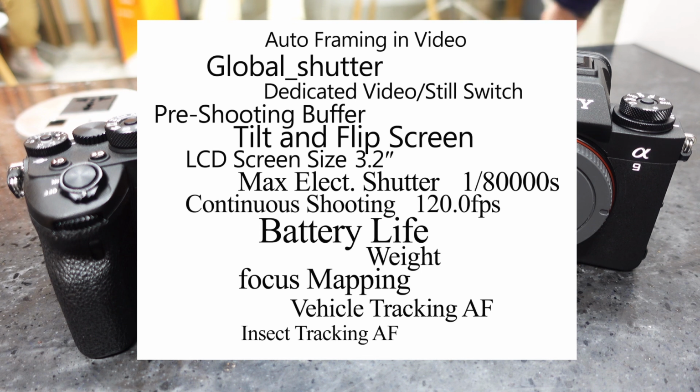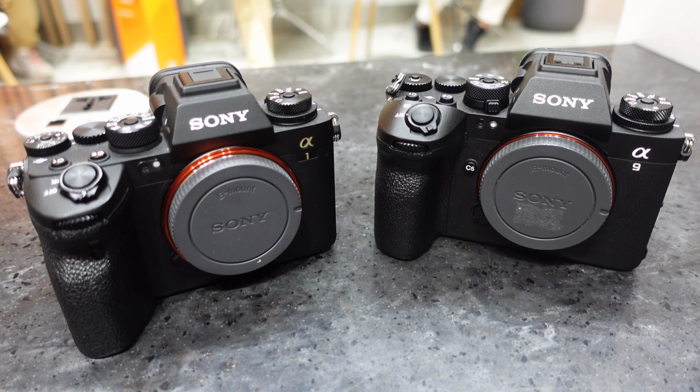Battery life, you have 690 shots compared to 530 shots for the Sony A1. Weight, it is lighter compared to the A1: 679 grams over 737 grams. Sensor pixel area, you have focus bracketing, multifunction interface shoe, minimum focus sensitivity, IS stop effectivity, focus mapping, vehicle tracking, and insect tracking already in the Sony A9 Mark III.